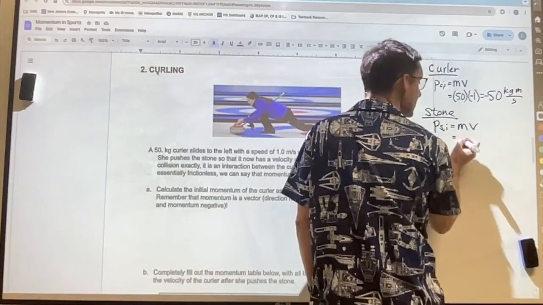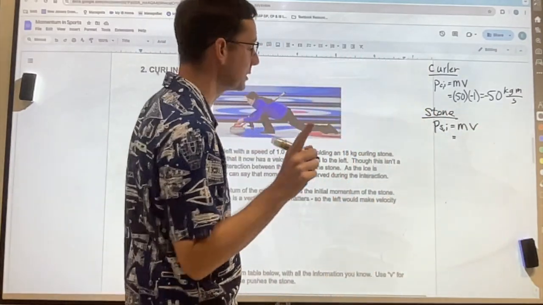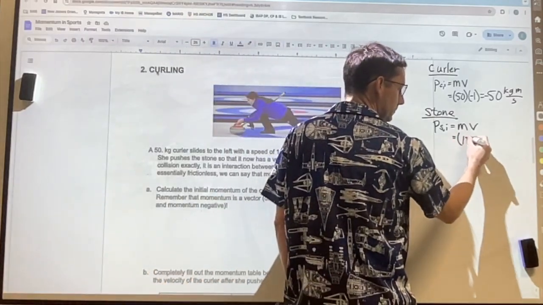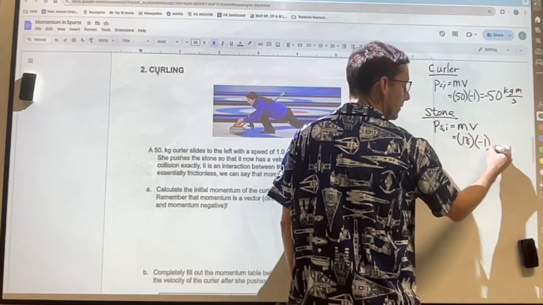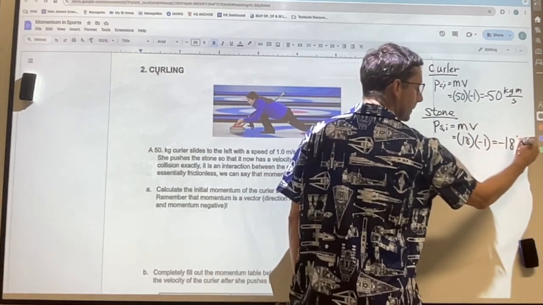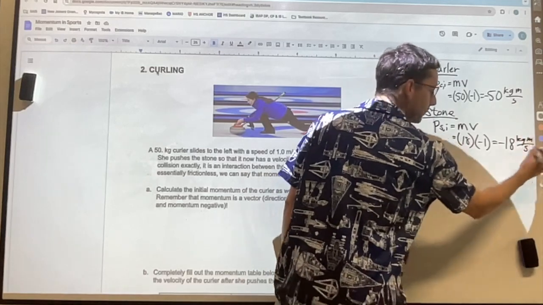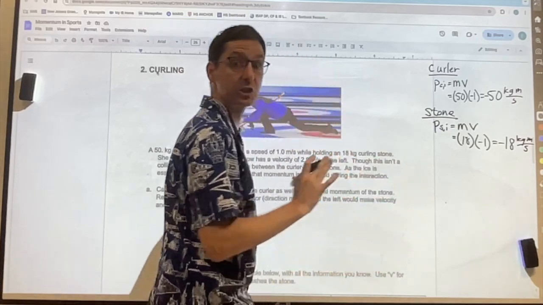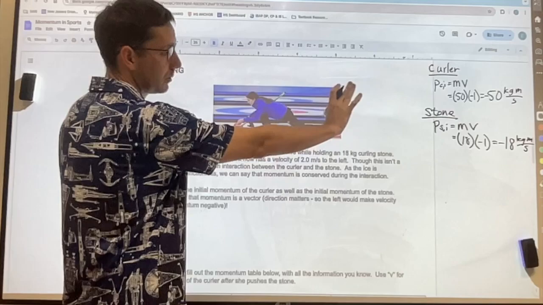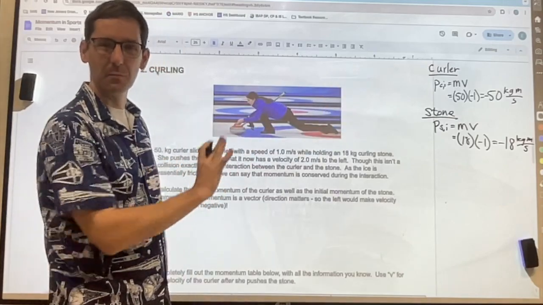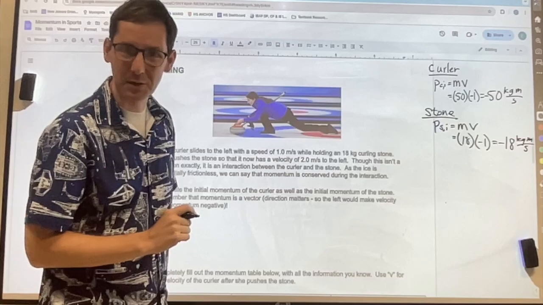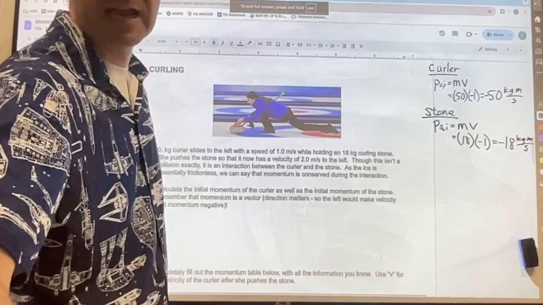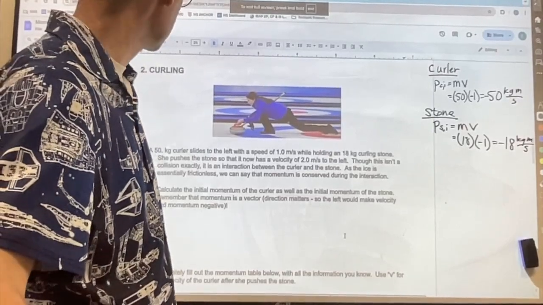The stone, this is before the push though. Before the push, the stone has a mass of 18 and it has a velocity of -1, because she and the stone are sliding along together at the same velocity right before she pushes it. So, mass times velocity, and I get my momentum of -18 kilogram meters per second. So that's part A. Not too bad. It's just asking me to find that momentum.